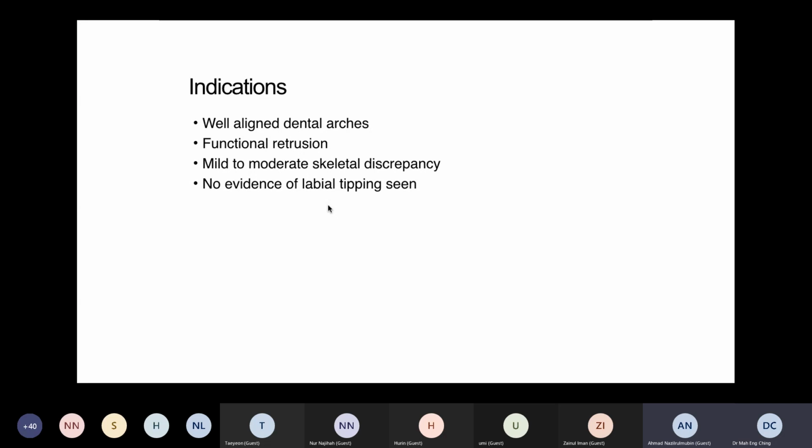Yeah, there's no evidence of labial tipping. If the proclination has already happened, then you have to be careful, because this myofunctional appliance will further tip the lower incisor forward.